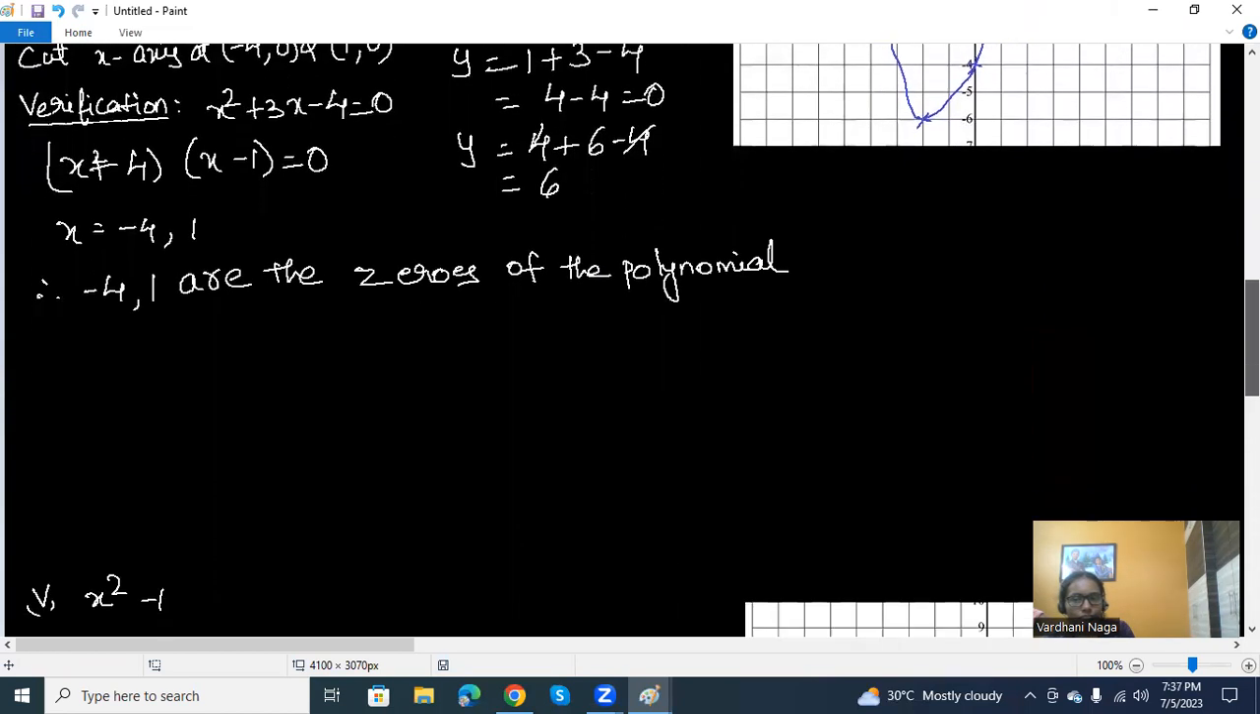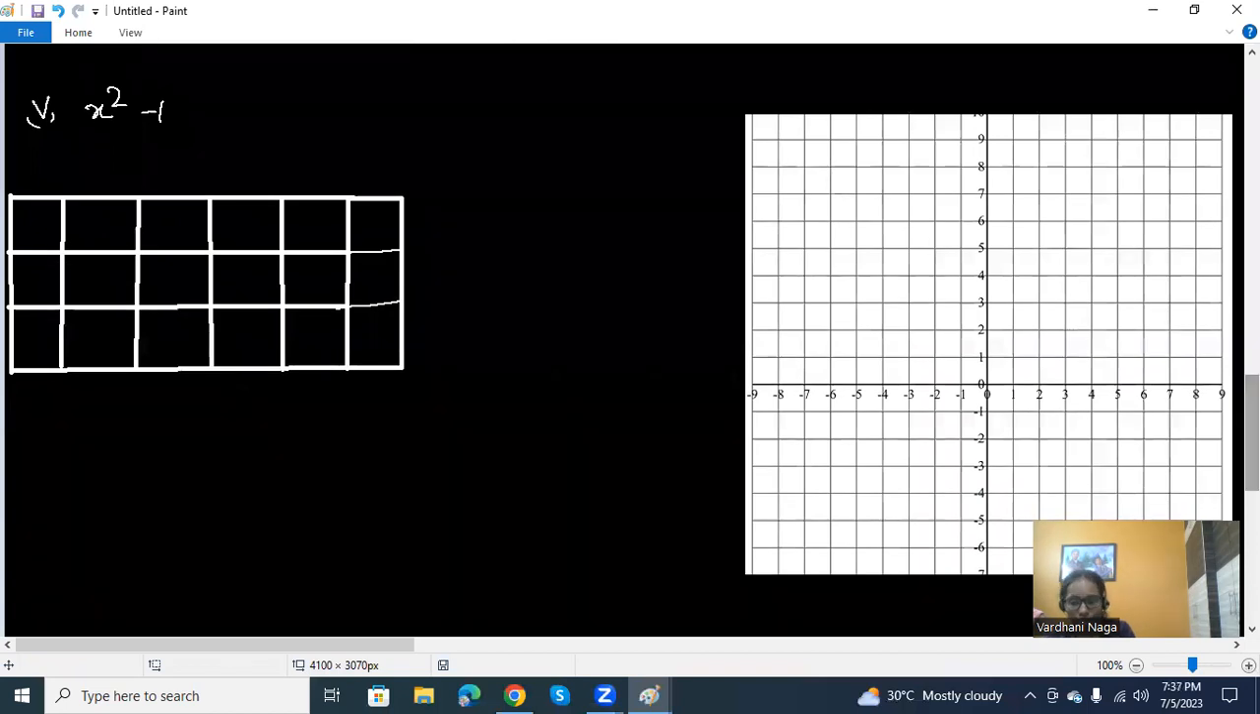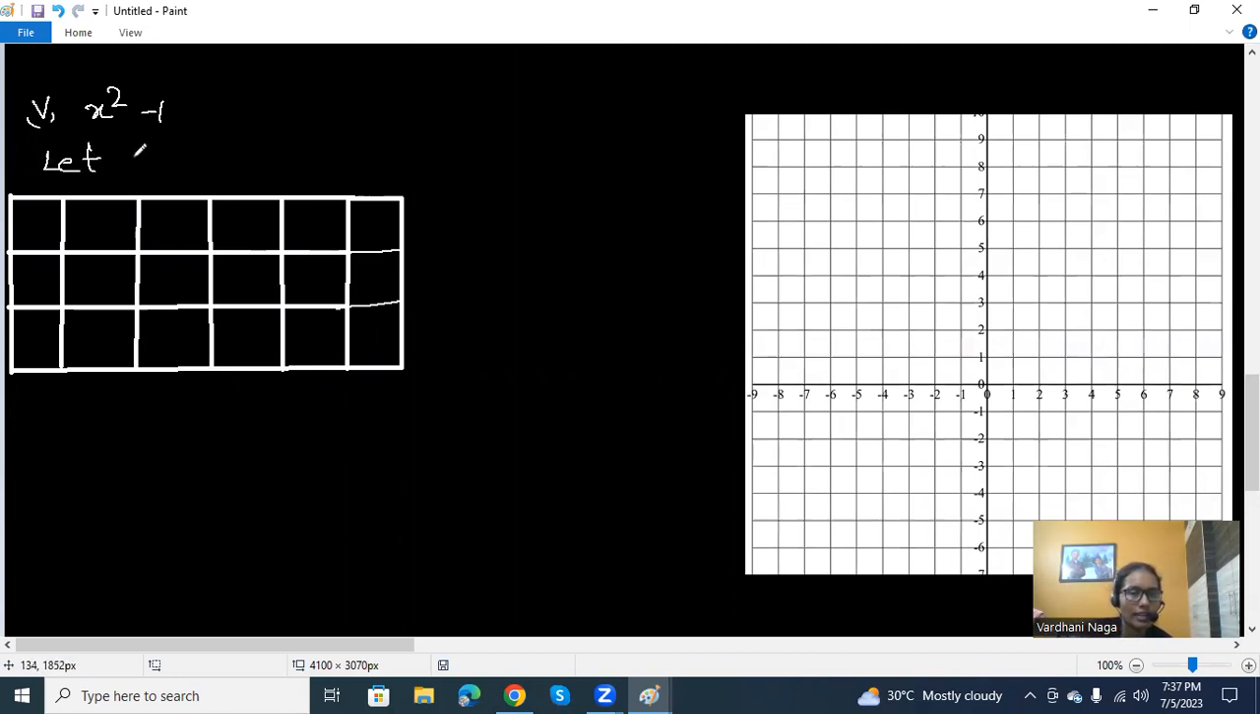Let's see the last question. Fifth bit, x square minus 1. Let y is equal to x square minus 1. This is rough work. x, y, x comma y. So, first, we will take x square minus 1 equal to 0, which means x square is equal to 1. Square root of 1 is plus or minus 1. So, plus 1 and minus 1 are the zeros of the polynomial. So we'll definitely make sure of having plus 1 and minus 1. For the remaining, we can take any other values. I will take minus 2, plus 2.